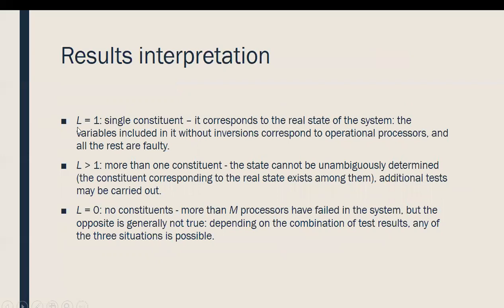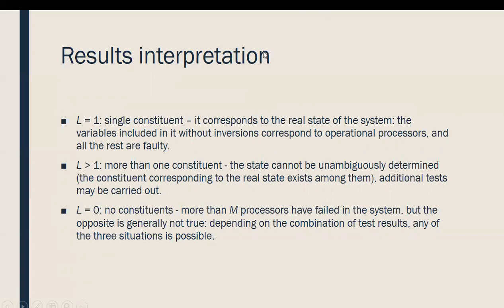Here is the interpretation of these 3 cases. For the case of a single constituent, this constituent corresponds to the real state of the system, and the variables included in it without inversions correspond to operational processors, and all the rest of the processors are faulty. For the case of more than one constituent, the state cannot be unambiguously determined.